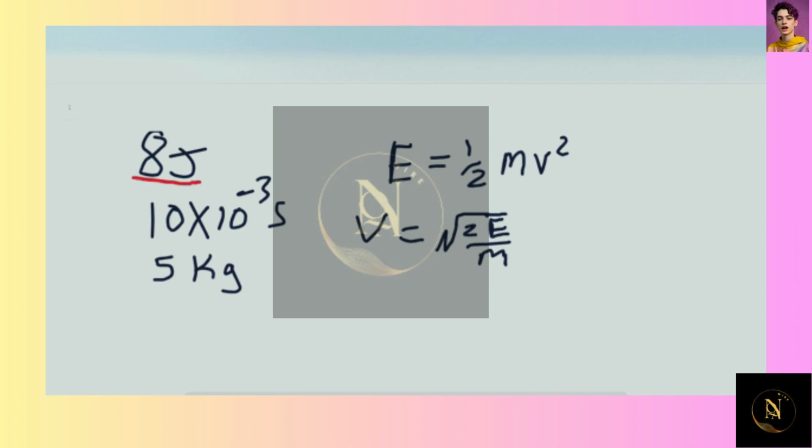So now we just have to solve that for v. So that's 2 times 8 over mass, which is 5, and then the square root of that. And I trust you to do your own arithmetic on this. And so that comes out to be 4 over root 5 meters per second.